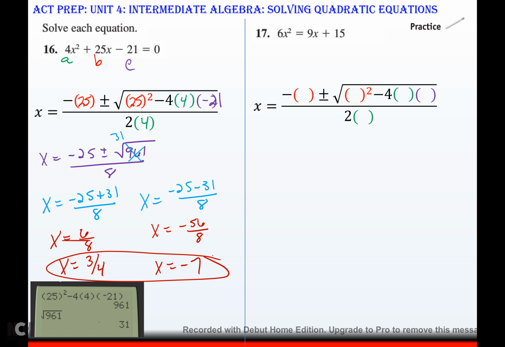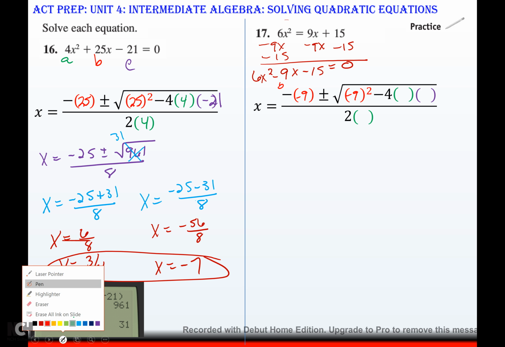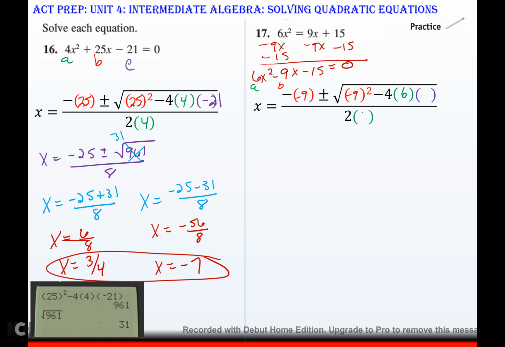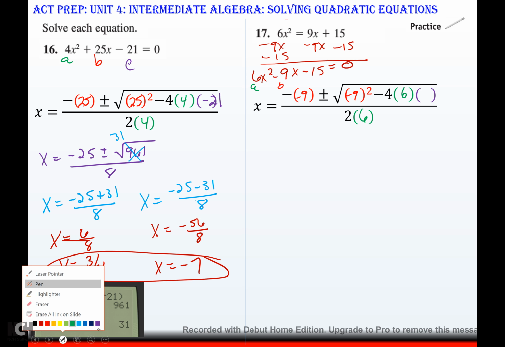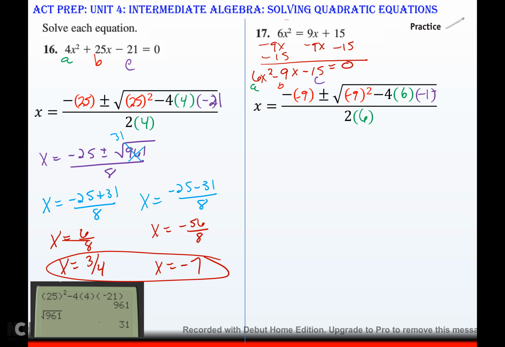Okay, on this one, we're not in quadratic form. And I actually went this way. I don't know why. It would have been easier the other way. But so I'm going to minus 9x minus 15. There's my 0 on one side. Quadratic order would be 6x squared minus 9x minus 15, which tells me that b is negative 9, that a is positive 6, and that c is negative 15.